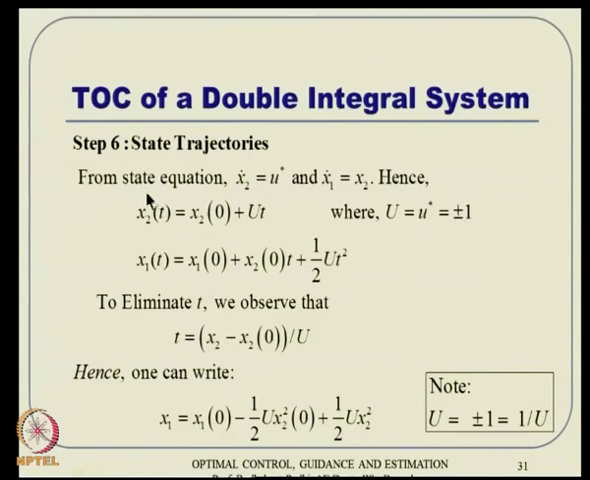So that means x2 of t is nothing but some initial condition plus u star times t, where u star is defined as capital U. So x2 of t is nothing but x2 of 0 plus u times t. Then x1 dot is x2, so x1 dot is nothing but this expression. So x1 of t is nothing but x1 of 0 plus the integral of this, that means x2 of 0 times t plus half u t square. Okay, so this expression is for x1.